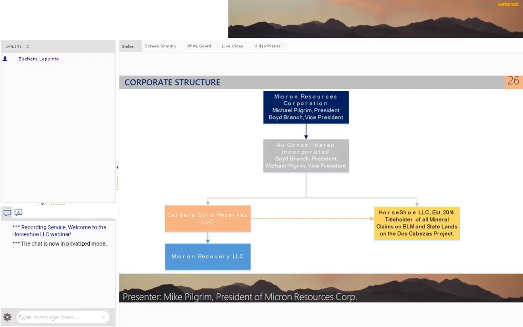Horseshoe LLC allowed us to title all of our mineral claims on BLM land, state lands, and the private lease in the Dos Cabezas project. We did that primarily for one reason: to keep all the assets in there, and so that the monies that go in there would be equally diluted between Caldera Gold Reserves and Micron Resources Corporation shareholders.